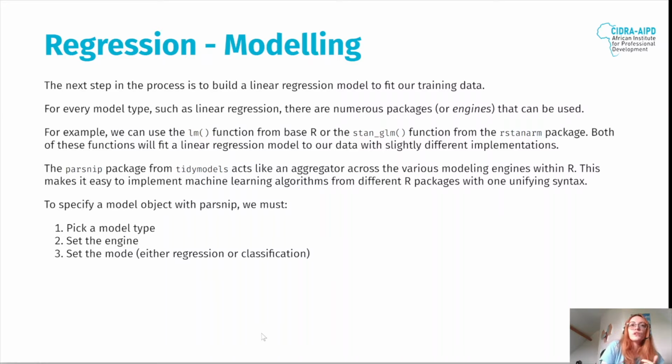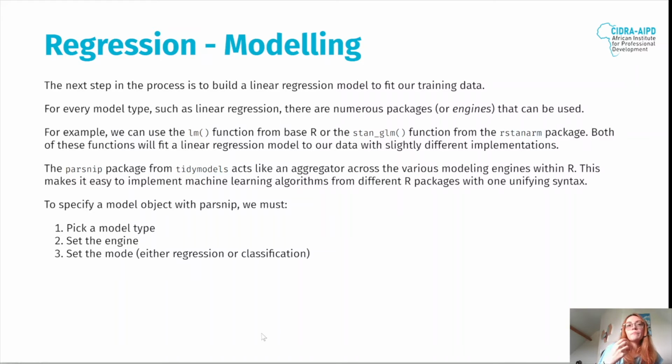So for example, you may want to use the stan_glm function that comes from the rstanarm package. But then for that, you need to actually install the package first before you have access to the function. But in the end, both of these functions will fit a linear regression model. But the way that they implement the linear regression is going to be different. So that's why there are different functions with different engines.